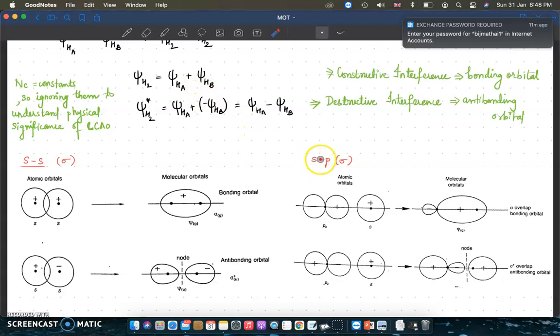Suppose there is a combination of s and p orbitals. Here we have a combination of this p orbital and this s orbital. When the lobes are in phase, it leads to a positive overlap, leading to a sigma bond and bonding molecular orbital. When they are out of phase, it leads to no bonding and a node is generated here. That is called sigma star because it is anti-bonding. Anti-bonding orbitals are usually designated as sigma star. So this is the anti-bonding molecular orbital and this is the bonding molecular orbital.